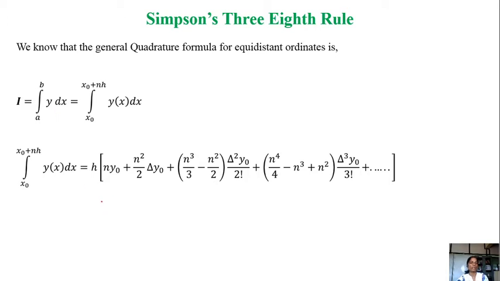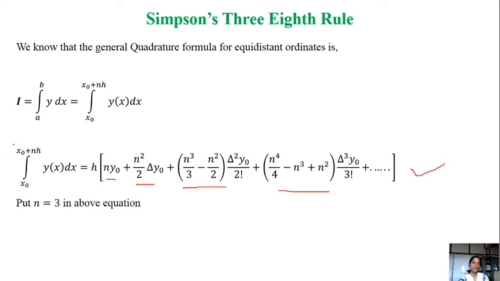And for that, the general quadrature formula is h in bracket n y naught plus n square by 2 delta y naught plus n cube by 3 minus n square by 2, delta square y naught upon 2 factorial, plus n raised to 4 minus n cube plus n square, outside of the bracket, delta cube y naught upon 3 factorial. Now in this formula, put n equal to 3.